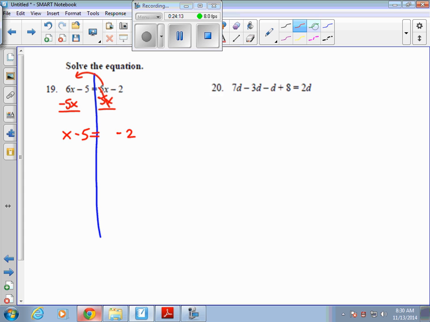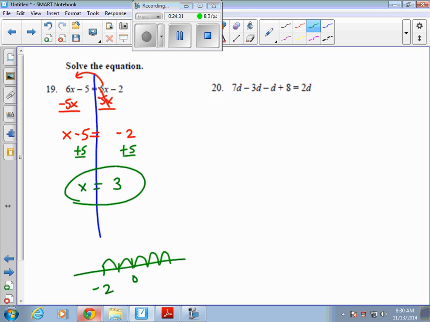Get x by itself by getting rid of minus 5 by adding it. You add it there, add it here. Negative 2 plus 5. If you have to do it, think of it this way. Negative 2 plus 1, 2, 3, 4, 5 is positive 3. So x's value is positive 3.